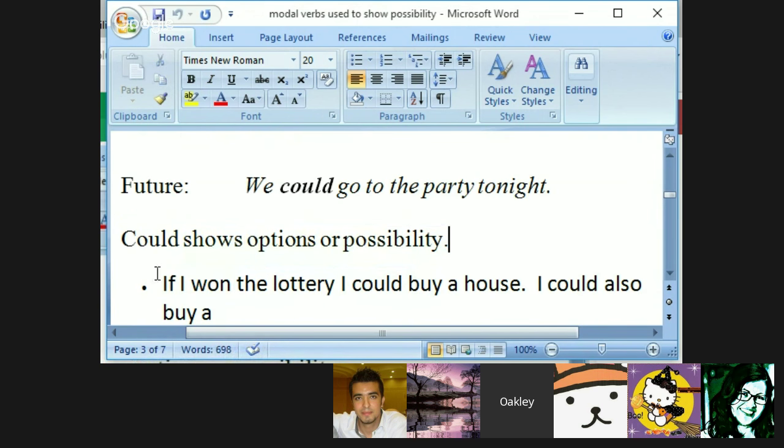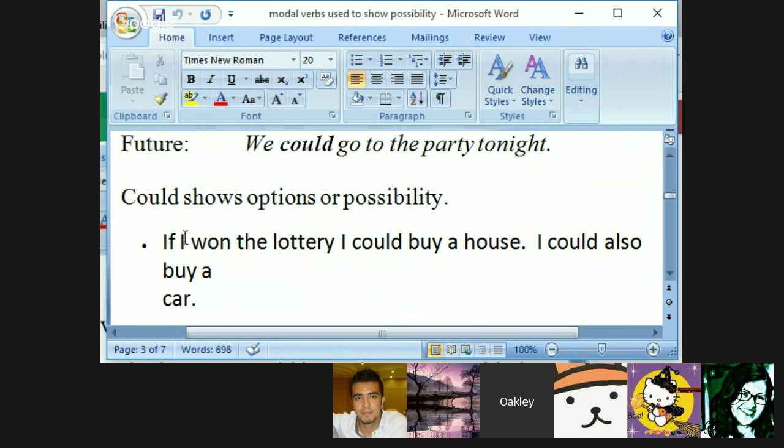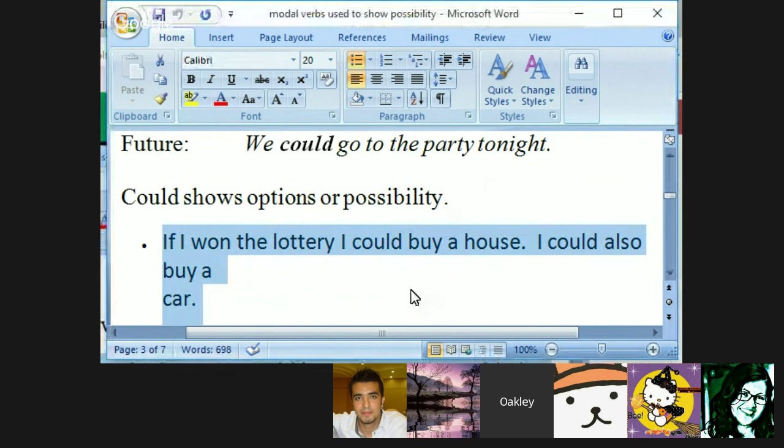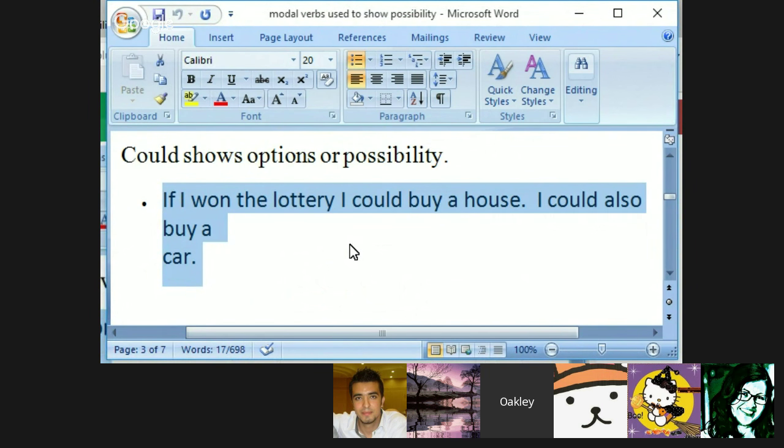All right. If I won a lottery, I could buy a house. I could also buy a car. All right. Options, possibilities. There you go.